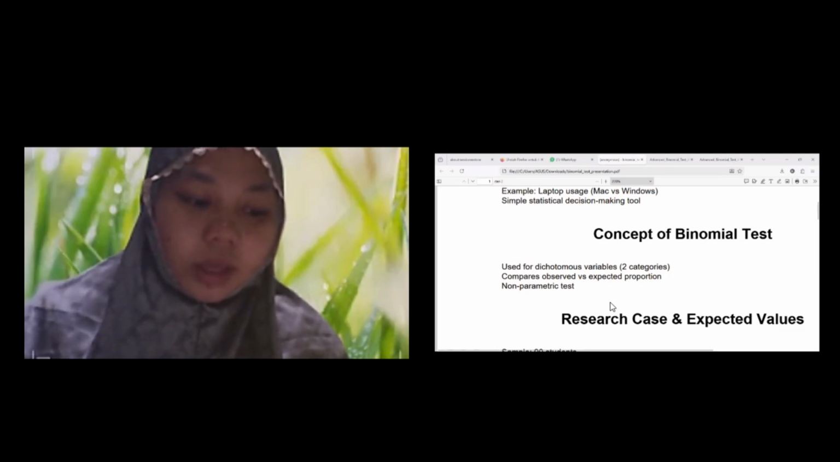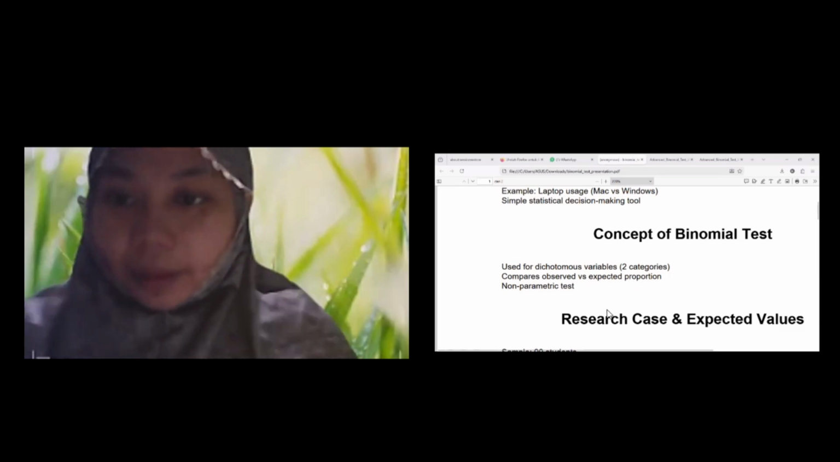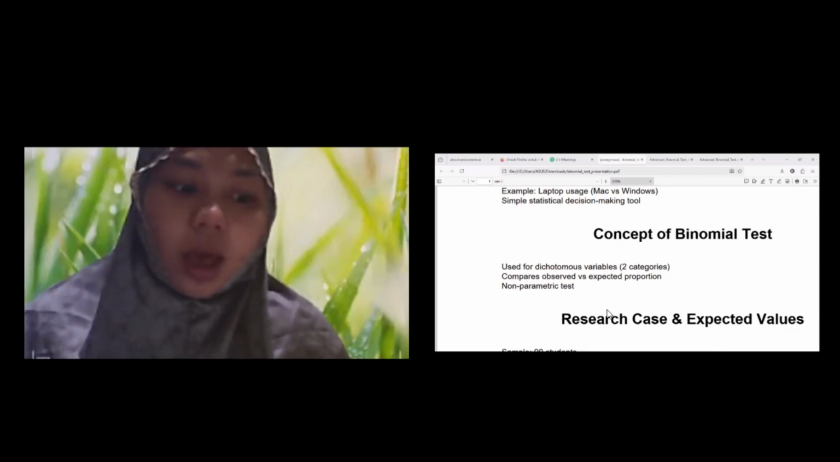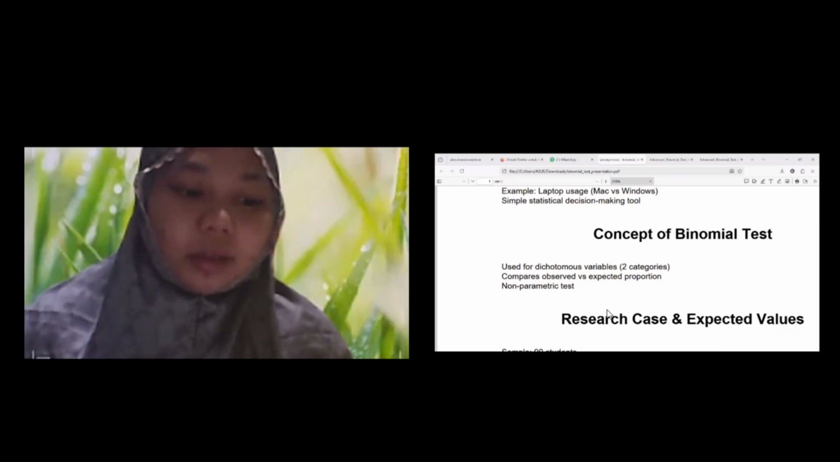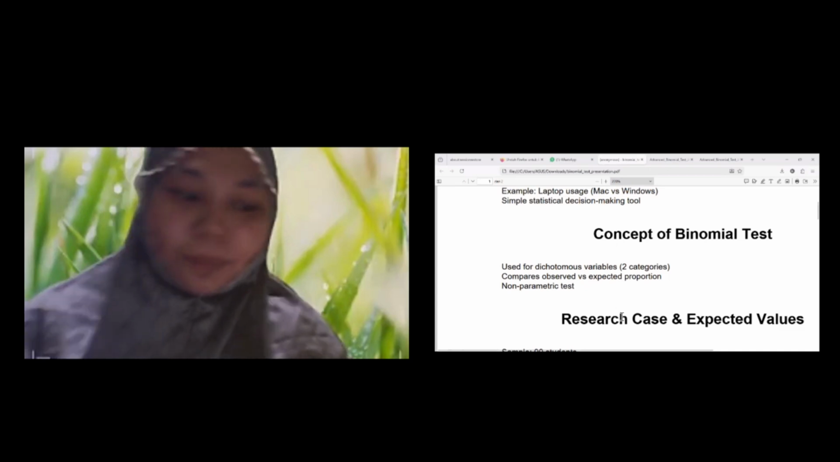The main function of this test is to compare what we observe in our sample with what we expect based on theory or previous data. So we are basically asking, is there a difference, or is it still the same? This test is also non-parametric, which means it is more flexible because it does not require data to follow a normal distribution.